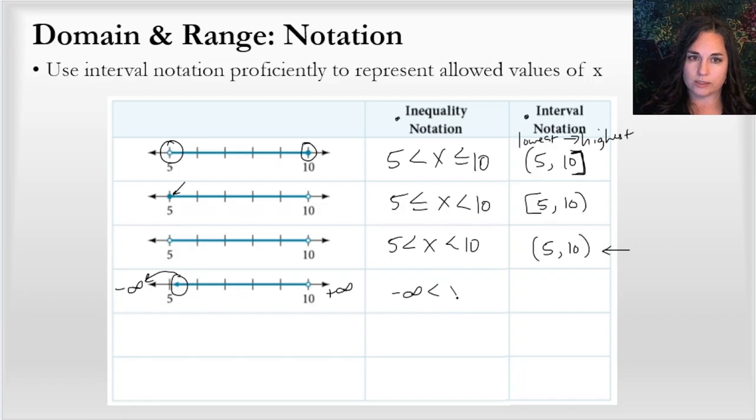I'm just going to put a less than there, less than or equal, and then it looks like it can't equal 10 either. So that's how I would represent it in inequality notation. In interval notation, I'm definitely going to put a parenthesis here, cannot equal negative infinity, and then it says that it cannot equal 10. So I get parentheses on both sides. Couple more here.